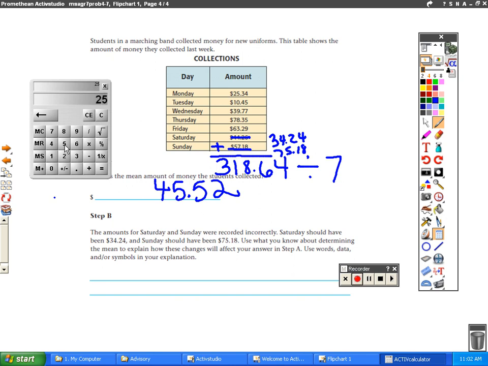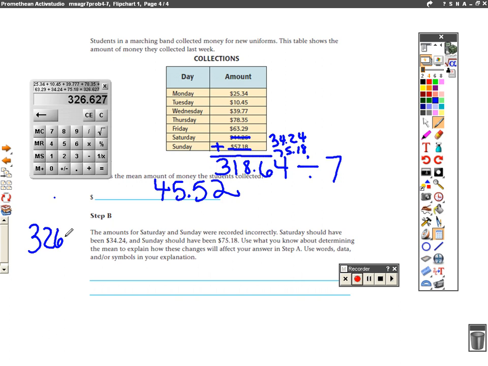So I'm going to do that, $25.34, $10.45, $39.77, $78.35, $63.29, $34.24, and $75.18, for a total of $326.62. I hit an extra 7 there, sorry. And I need to divide this by 7.